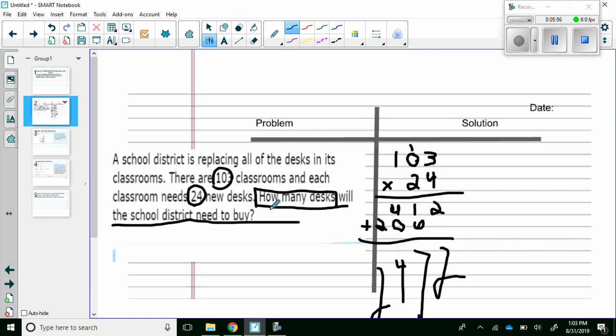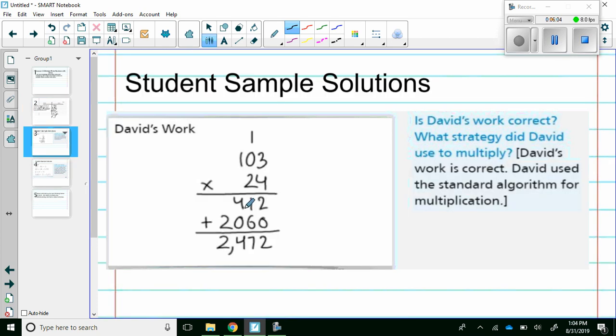Let's go ahead and look at other people's answers to see how they solved the problem. Okay, David's work looks very similar to mine, only nice and neater. It asks, is David's work correct? What strategy did David use to multiply? He used the standard algorithm that I used. And it's nice that he did that because we can go back and check his work as well. He used the ones column to multiply here. His answer was 12.